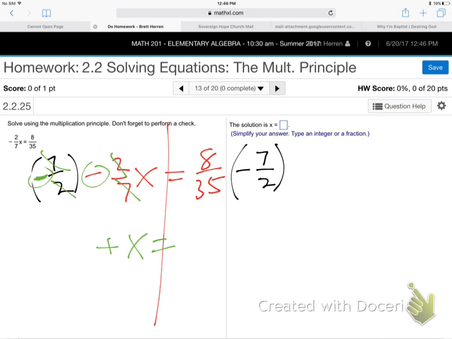All right, so now what happens on the other side? 2 goes into 8, cross those out real clear, 4 times. 7 goes into 35, 5 times. Use calculator if you're rusty on some of those. And we have a minus left over. So all we have is minus 4/5.